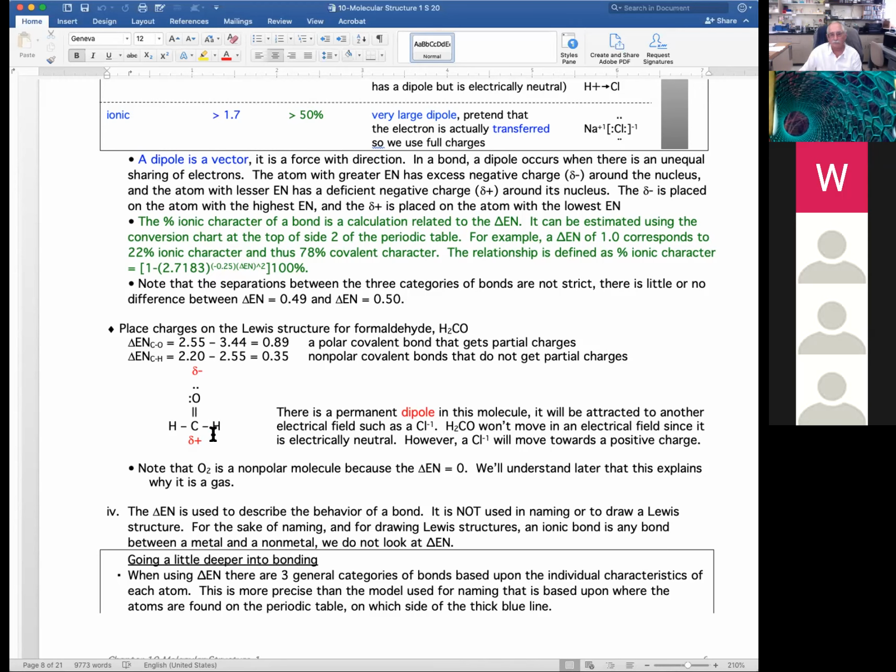So now, based upon what we just did here, could you tell me, does formaldehyde dissolve in water? The answer is yes, because they both are little magnets, and little magnets are attracted to each other.